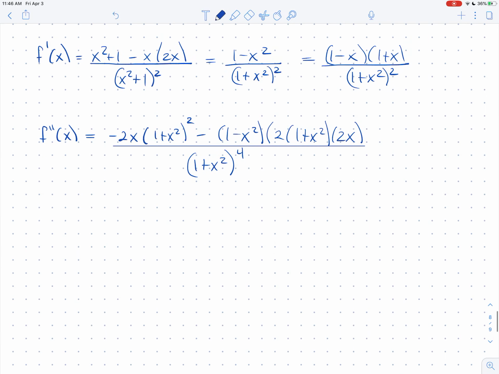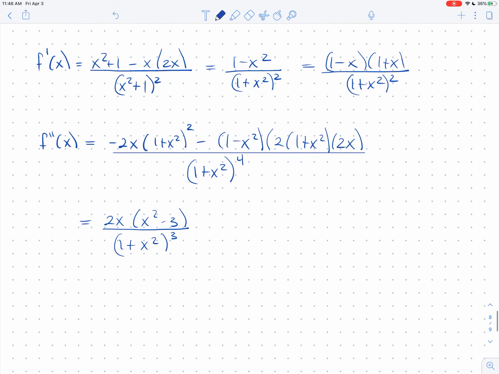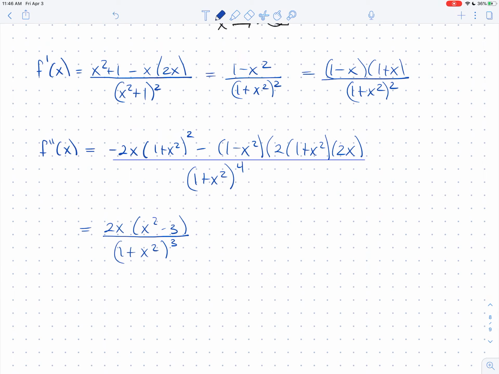I'd like you to pause the video and try and simplify the top. Factor out what you can, combine what you can, and then see what you can do. In the end, you should be able to work out the second derivative is 2x, x squared minus 3, over 1 plus x squared, cubed. That takes a little bit of work, but you need to do that work to be able to make your number lines and sign diagrams and so on and so forth.